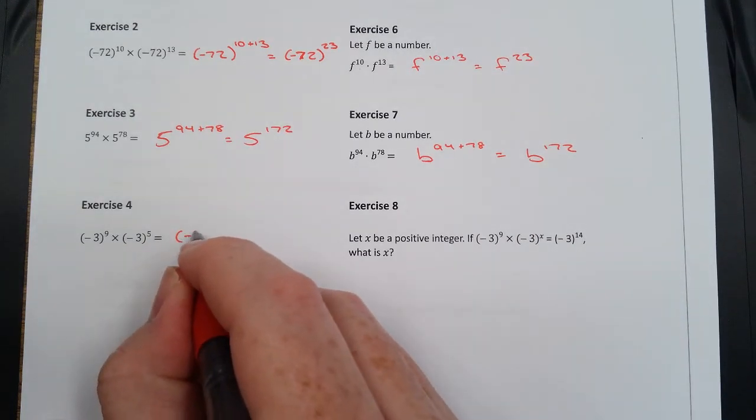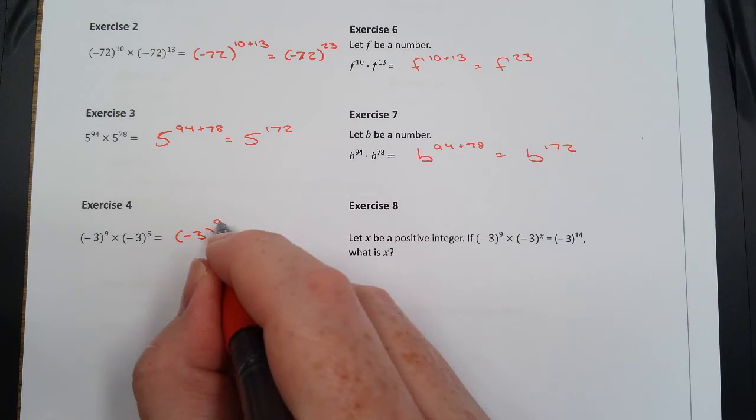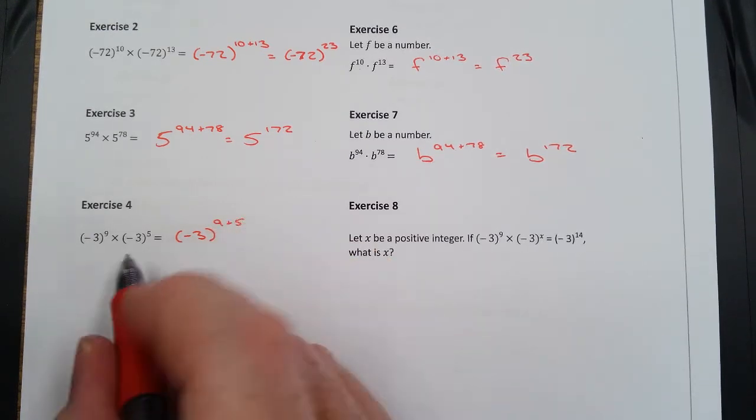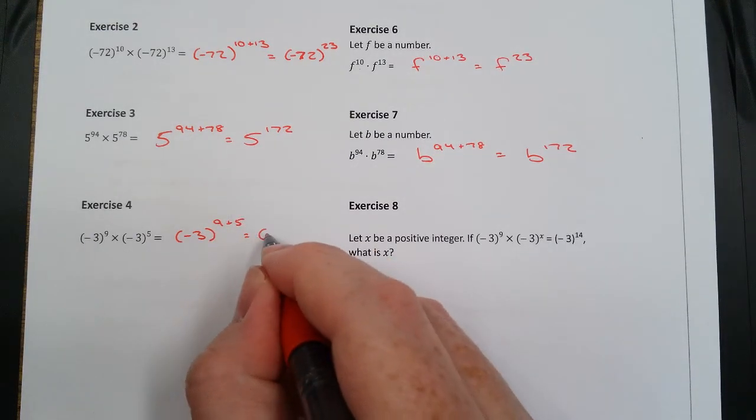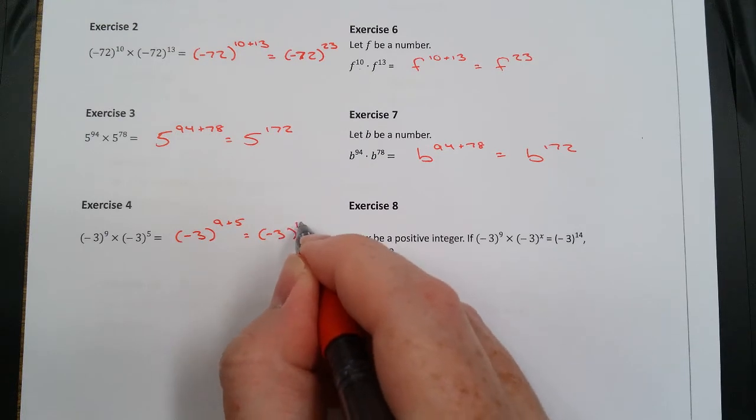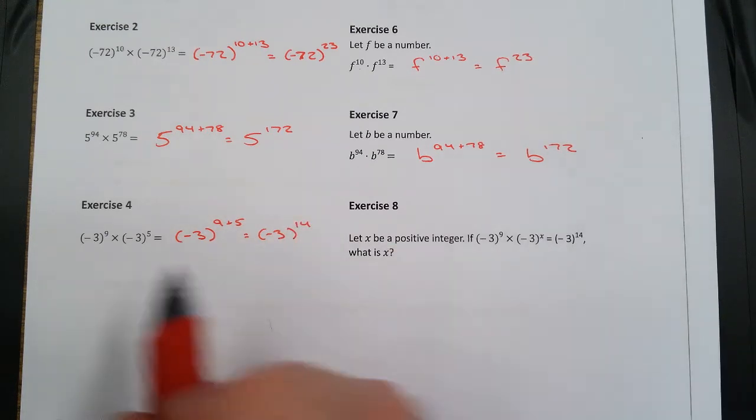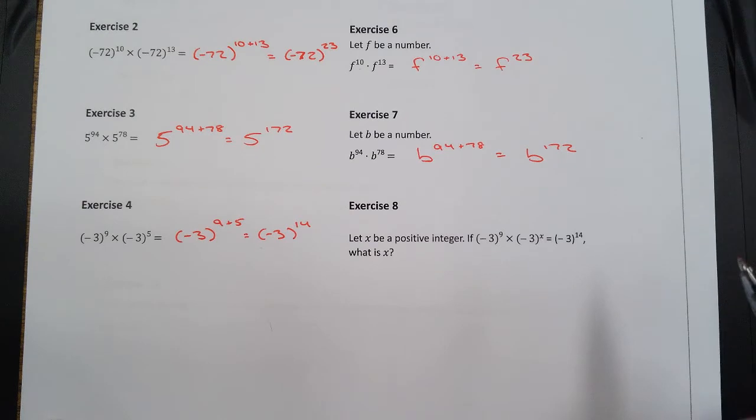Exercise 4, the base is negative, but the base is fine. We just do 9 plus 5, add the exponents. We're multiplying exponents, so we just get negative 3 to the 14th power.